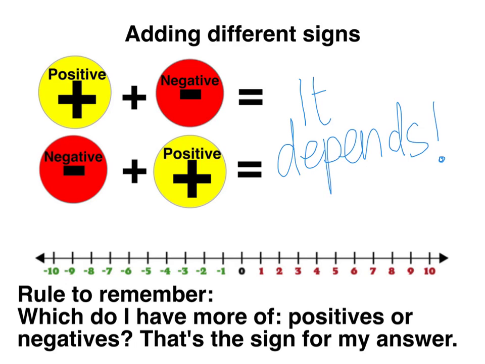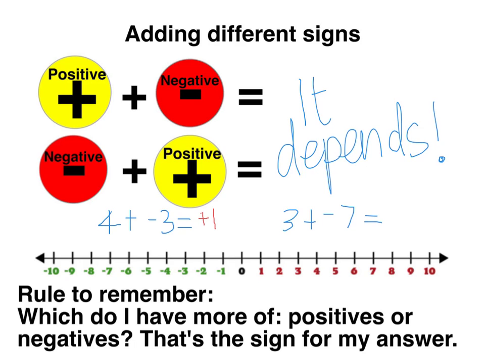So, some examples. In our first example here, 4 plus negative 3. I'm going to look at the 4 and the 3. 4 is bigger. Since 4 is positive, I know that my answer is going to have a positive sign. There are more positives than there are negatives. Now, how many more? Well, there is one more positive. So the answer to this problem is positive 1.